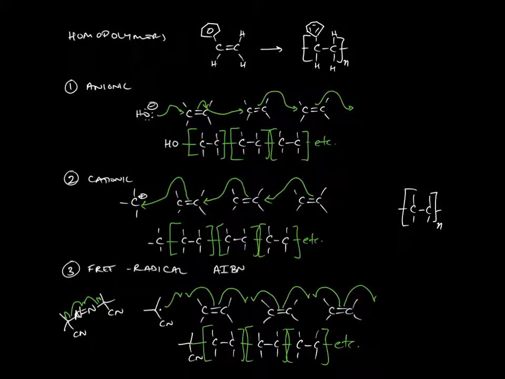And so what that would look like at the end of the day would be a benzene ring here and here and here, and so it would be at every other carbon. And that's in general how homopolymers work. Let's do one example really quickly.